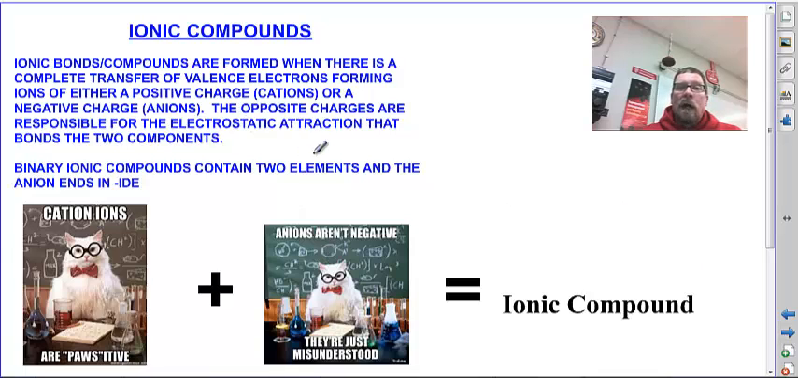Ionic bonds are formed when there's a complete transfer of valence electrons forming ions of either positive charge or a negative charge. The opposite charges create that electrostatic attraction, as a review of what we said before. For binary ionic compounds, and binary means two elements, as you saw in the chart before, you always end the anion in IDE. Okay? And just remember, cations are positive, and anions, well, they aren't negative, they're just misunderstood.